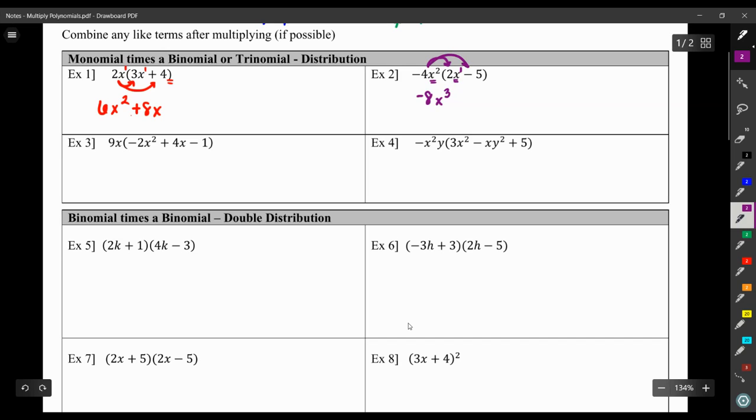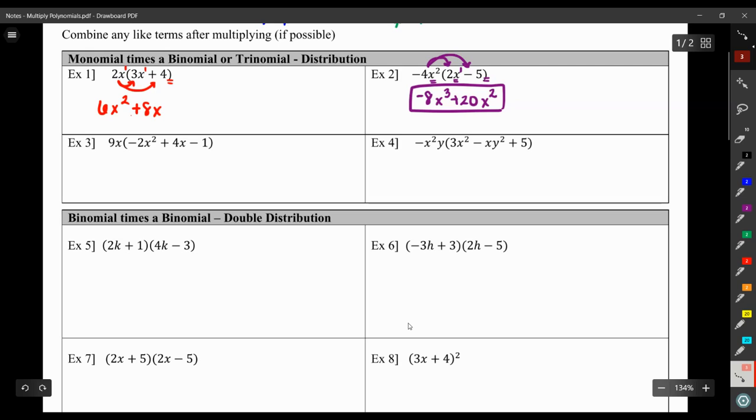And then negative 4x squared times a negative 5. Well, negative 4 times negative 5 is positive 20. X squared times something without an x is just x squared. Now, we say that we're done. This is the final multiplication because there are no like terms here. 8x to the third and 20x squared cannot actually be added together because they're not like terms. So this is as simple as we can go with this problem.